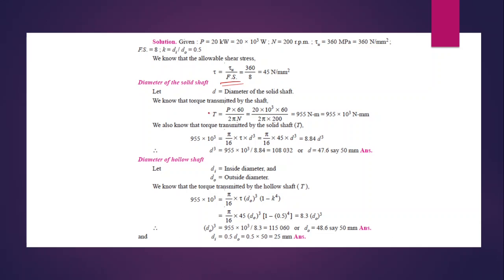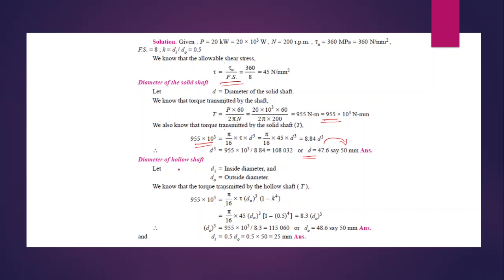Then for the diameter of the solid shaft, we can calculate the torque transmitted, that is equal to P into 60 by 2 pi n. We have already discussed this equation. Then 20 into 10 raised to 3 into 60 divided by 2 pi into n, where n is the RPM of the shaft. Then we can easily calculate the torque transmitted, that is equal to 955 into 10 raised to 3 Newton mm. We also know that the torque transmitted by the solid shaft, T is equal to pi by 16 into tau into d cube. Equating these two values, we can easily calculate d cube. Then the diameter of the solid shaft d is equal to 47.6, say 50 mm. We can round up this value to 50 mm.